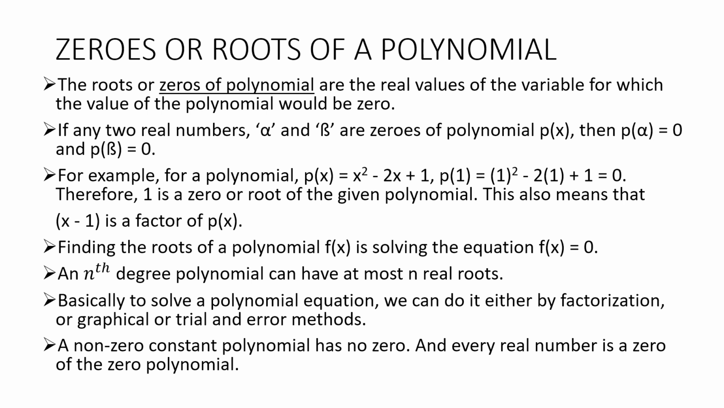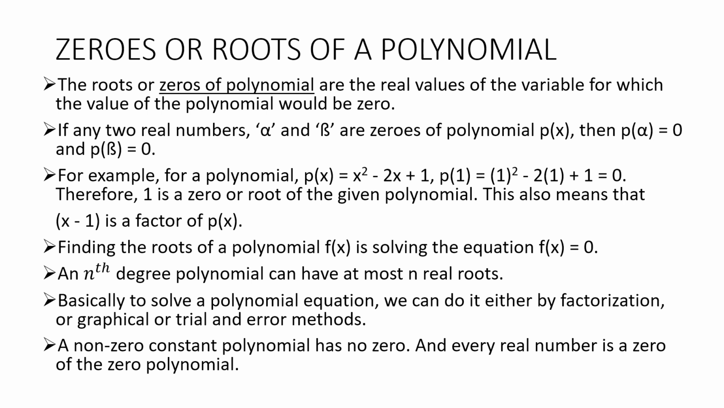Next important definition, zeros or roots of a polynomial. The roots or zeros of a polynomial are the real values of the variable for which the value of the polynomial would be 0. If any two real numbers, say alpha and beta, are zeros of a polynomial p(x), then p of alpha will be 0 and p of beta will be 0. Correct? That means when you put the value alpha or say beta and if you get the value of the polynomial as 0, then that alpha or beta will be the root.